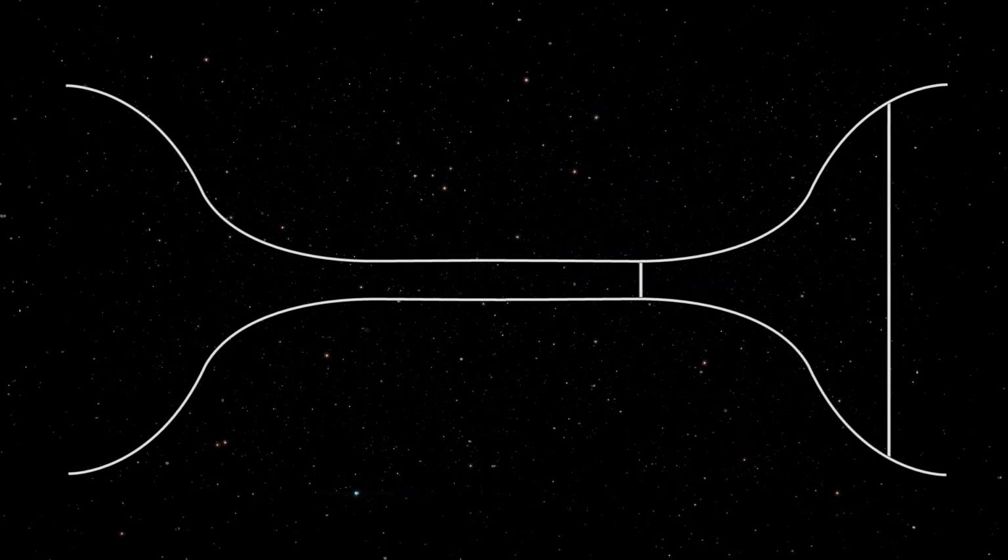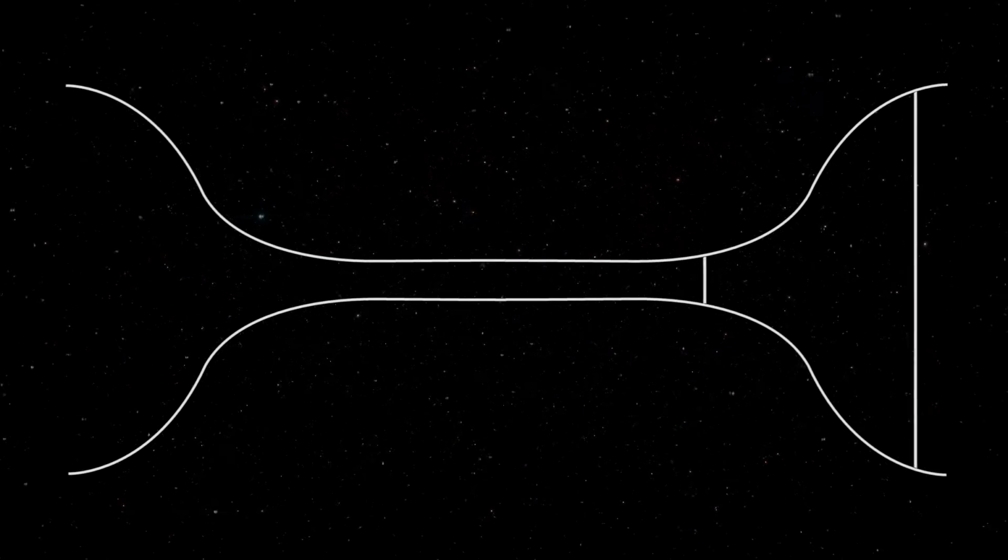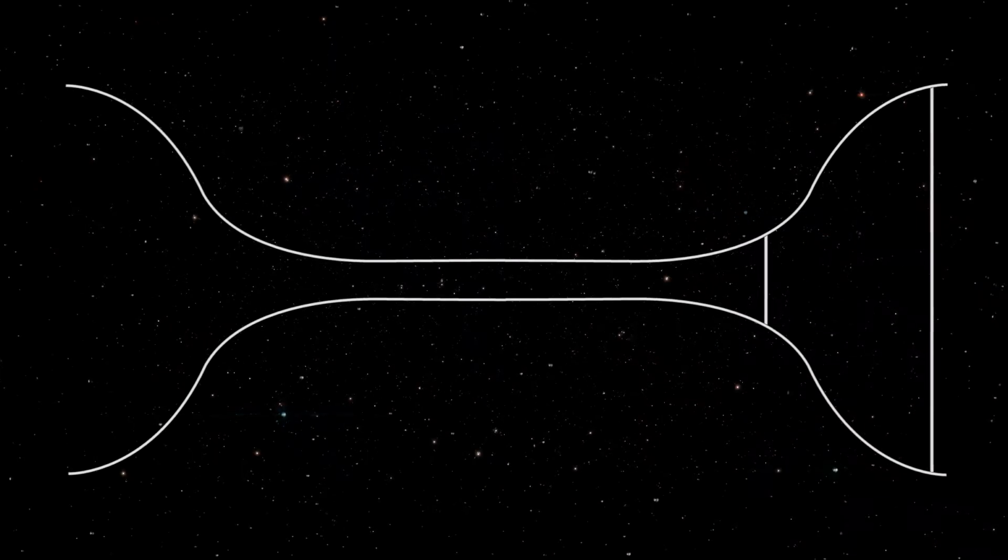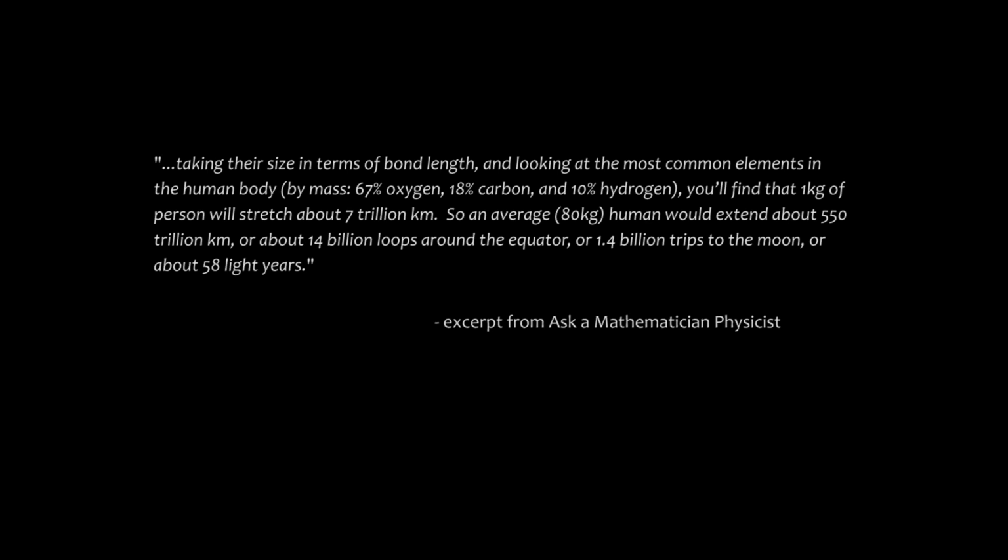As for the distance that an object may be stretched, consider the following speculative excerpt from Ask a Mathematician Physicist. Taking their size in terms of bond length, and looking at the most common elements in the human body, by mass, 67% oxygen, 18% carbon, and 10% hydrogen, you'll find that 1 kilogram of person will stretch about 7 trillion kilometers. So an average 80-kilogram human would extend about 550 trillion kilometers, or about 14 billion loops around the equator, or 1.4 billion trips to the moon, or about 58 light years.